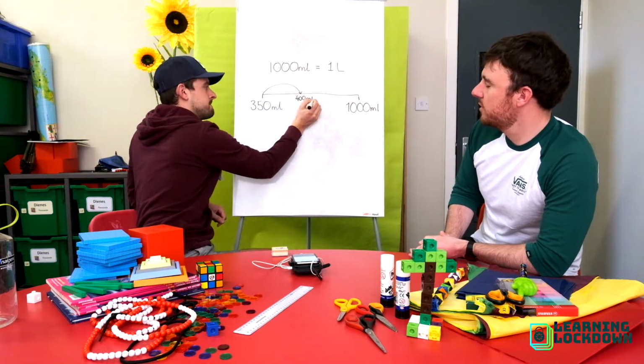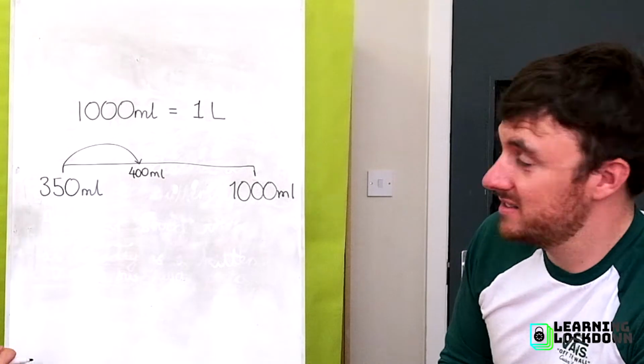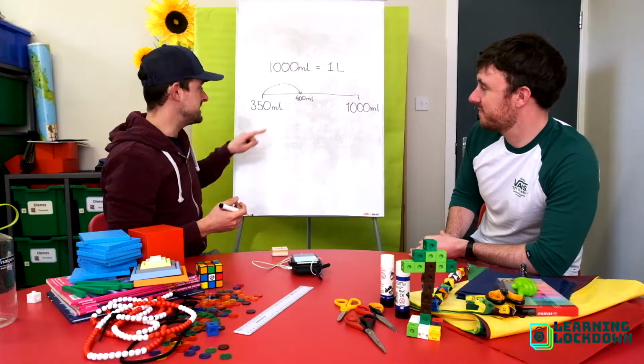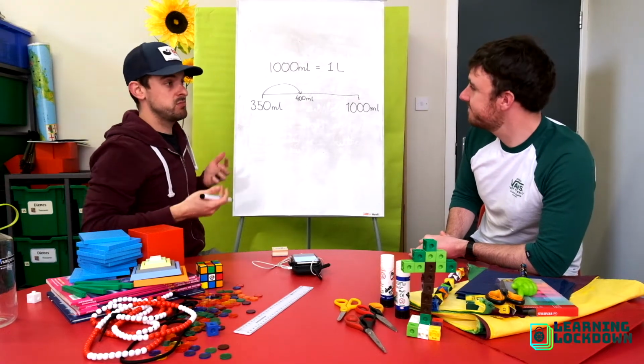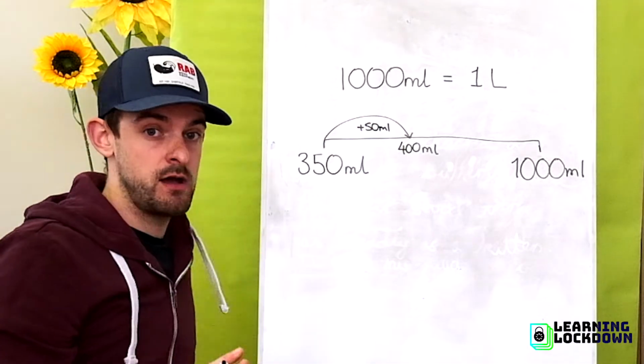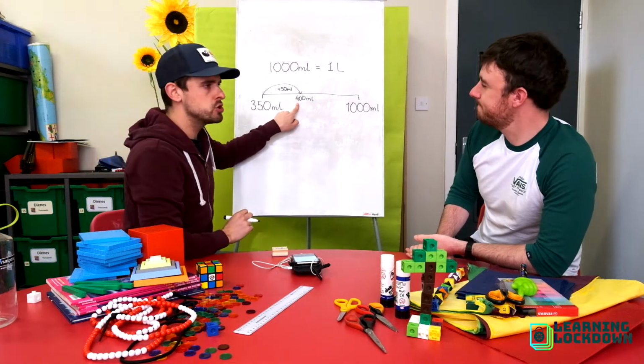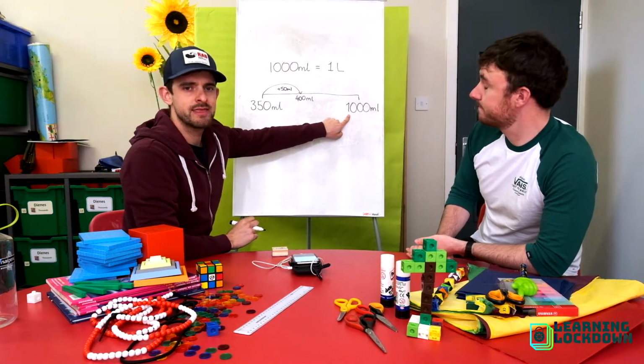So how do we get from 350 to 400? Well, it's not that hard to spot, is it? We've added an extra 50 millilitres to go from 350 to 400. We'd add 50. So we've added 50 millilitres so far. Not in total, because I want to get to 1,000 millilitres. Now we're at 400, but we want to get to 1,000.